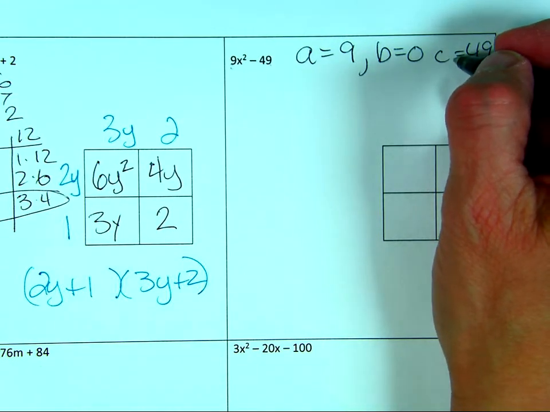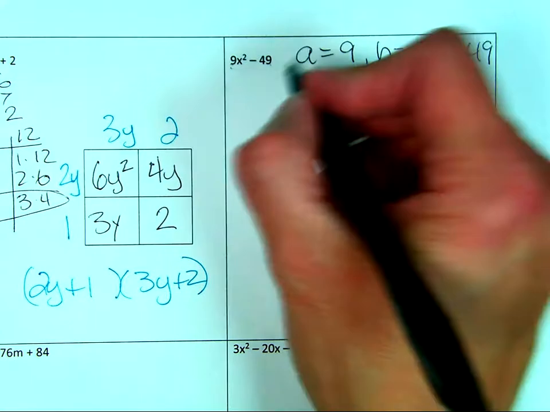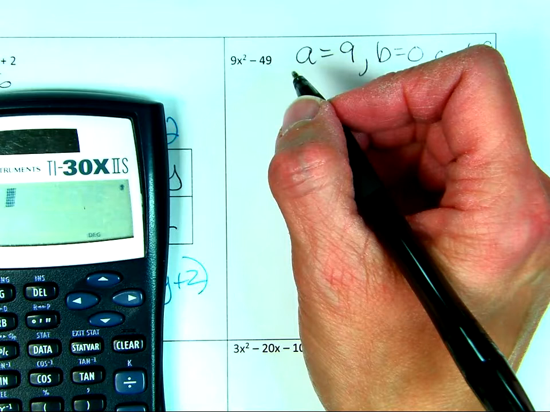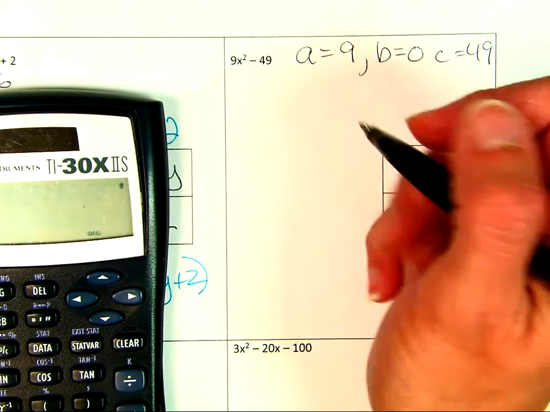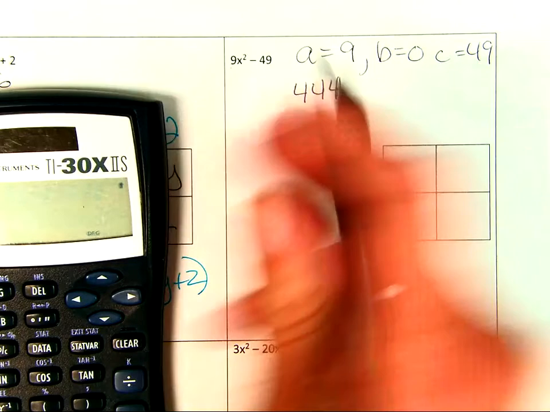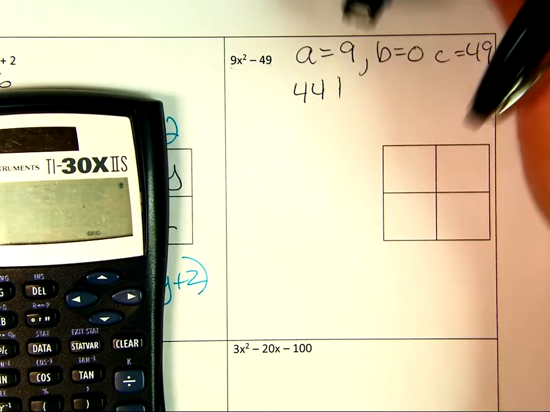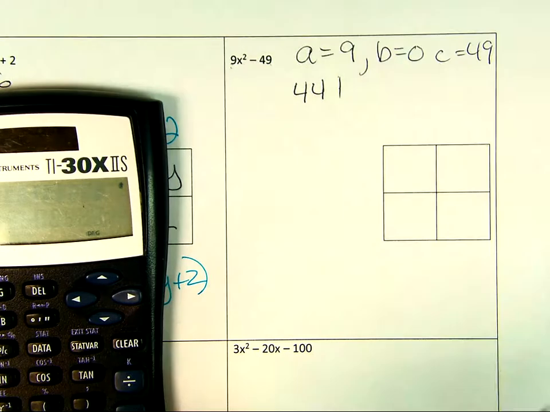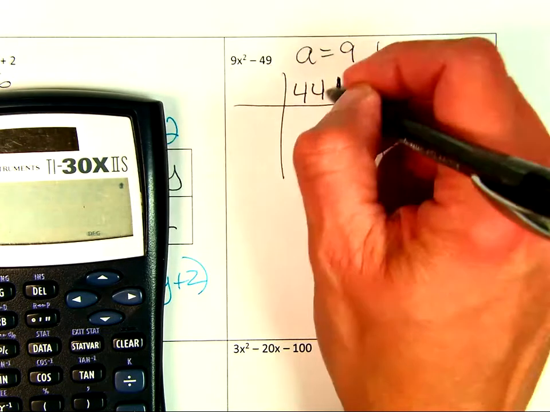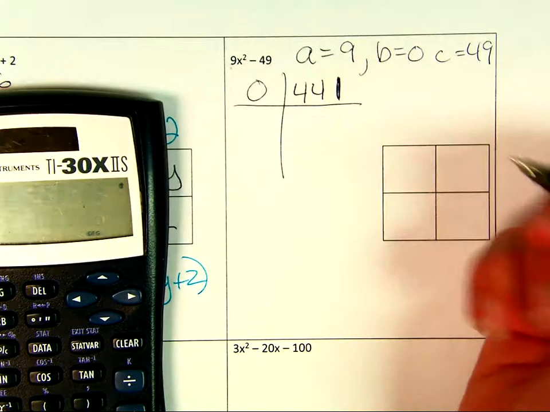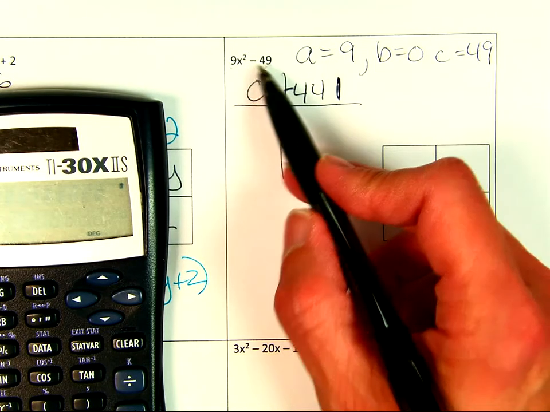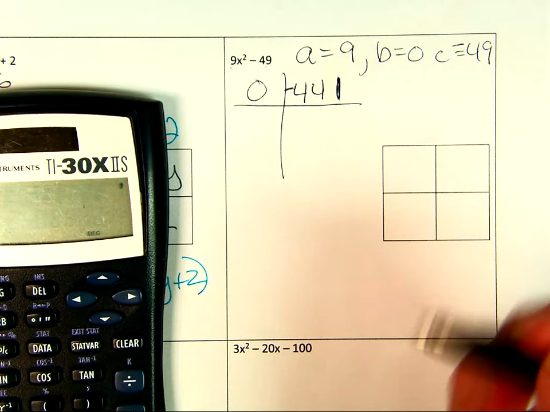Now this is where, if you need to, you can use your little calculator. So 9 times 49, I'm going to use a calculator on this one. Okay, so we've got 441 as our AC, and then our B is 0. Oh, I forgot my negative. It would have been a negative 441 because that would have been a negative 49 times a positive 9.